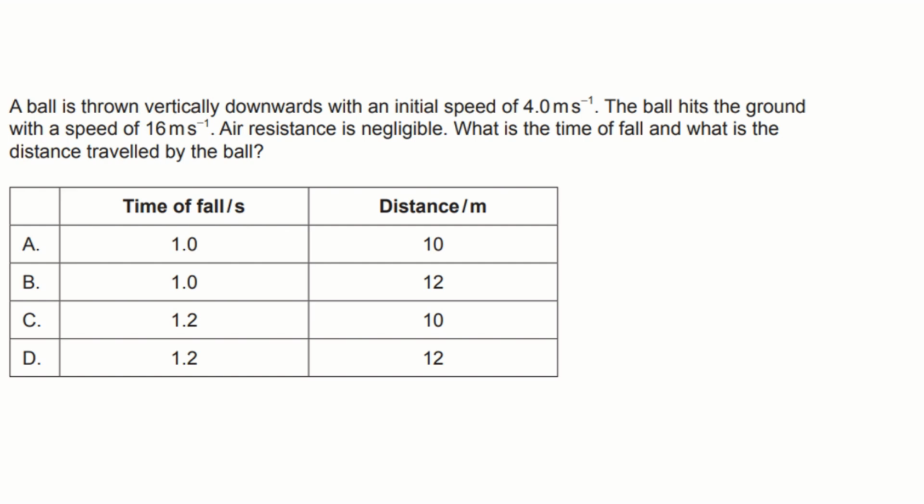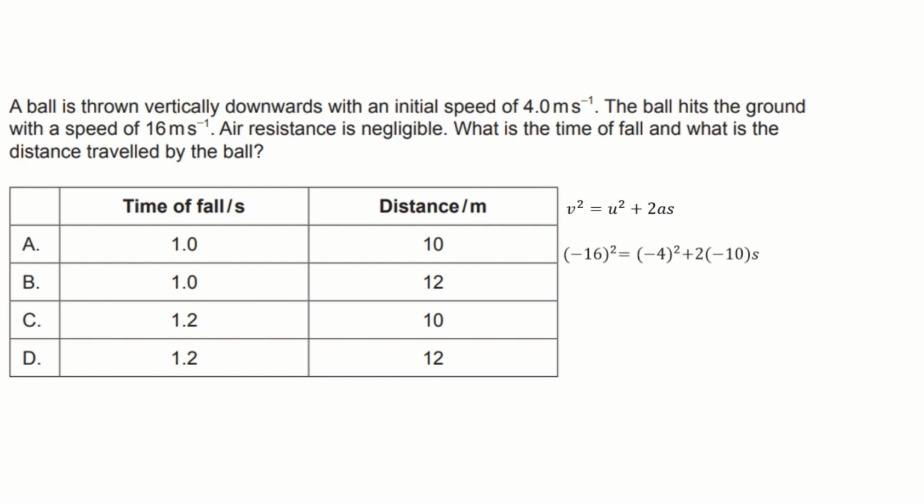Why have we gone for distance first? Well, think about SUVAT equations. We know v, we know u, and we know our acceleration, which is a. And so I thought we'll go for distance first. I'll use the equation here, v squared equals u squared plus 2as.